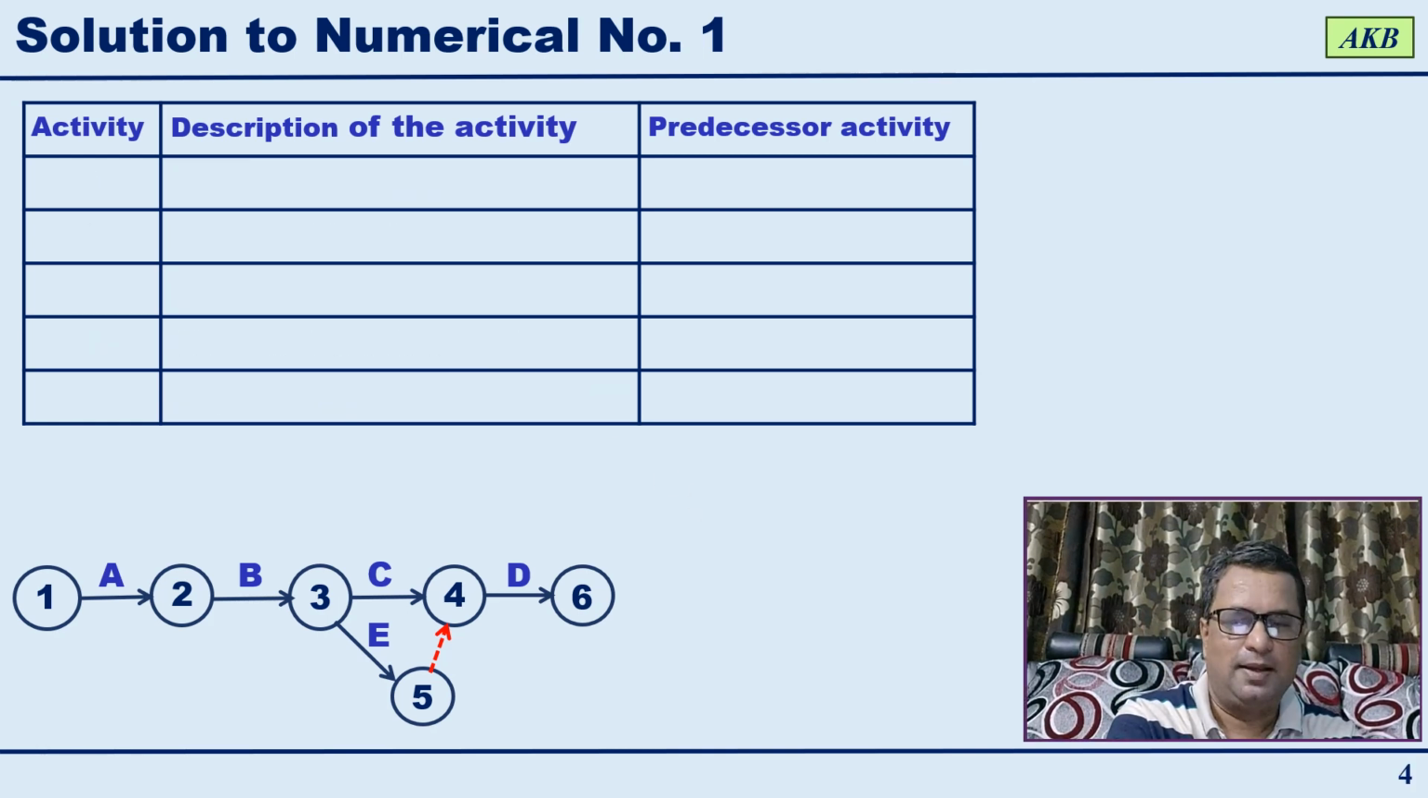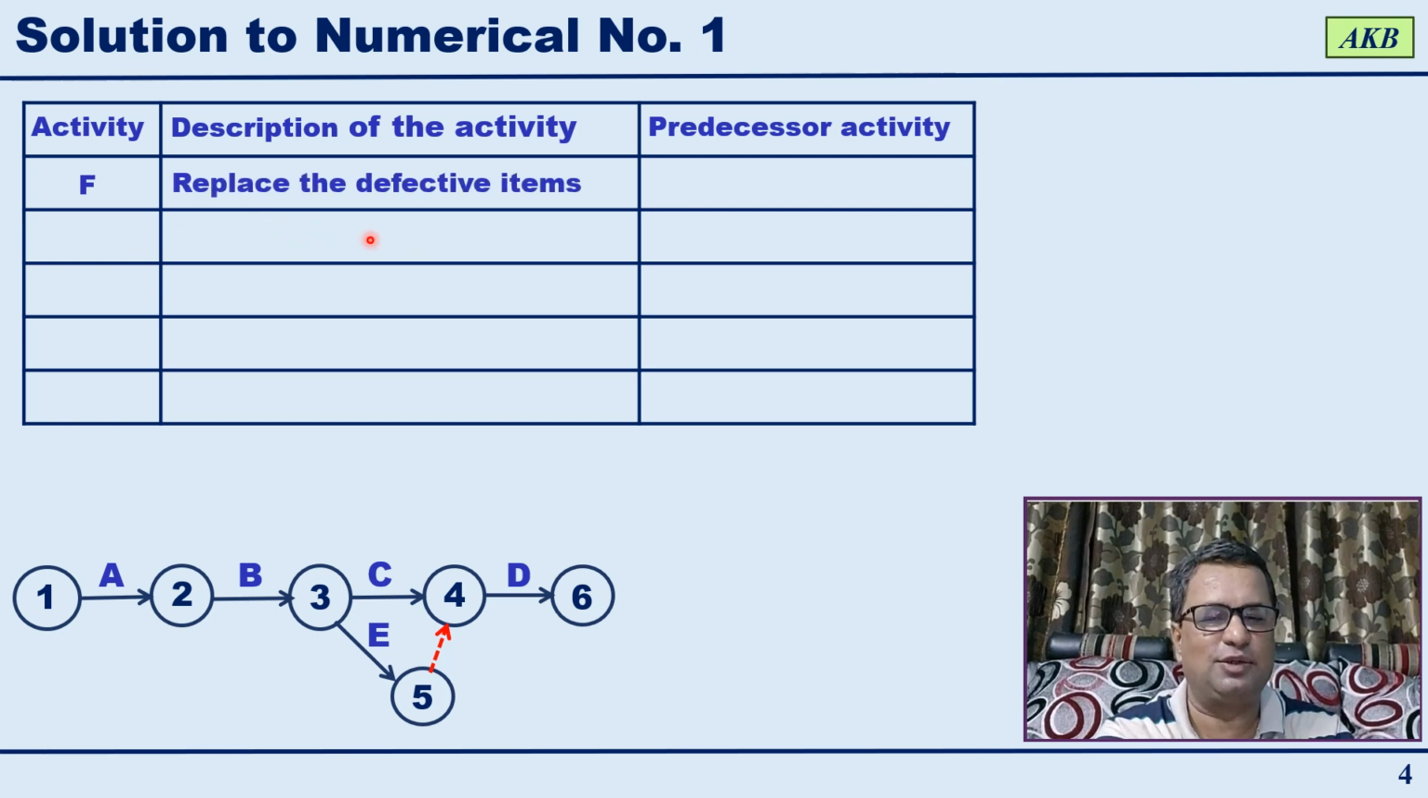Now we have the network diagram that we constructed on the previous slide. We have arrived at event 6. Now let us look at the remaining 5 activities. Which are these 5 activities? Activity F. What is that activity? It is replacing the defective items. And the predecessor activities to this are C and E. That means, as discussed previously, at event 4 we have a situation where C and E are completed.